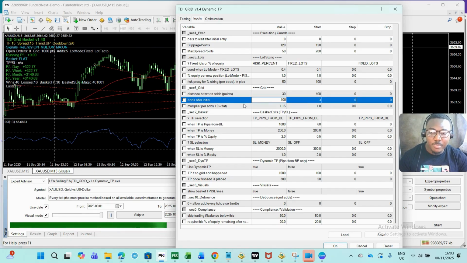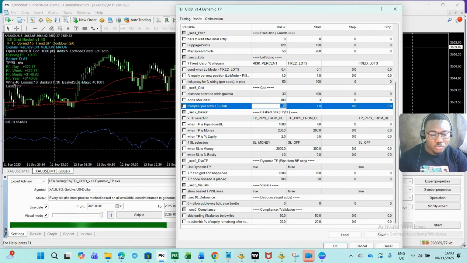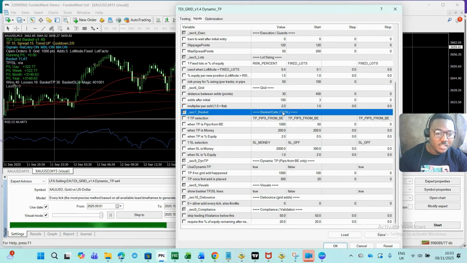Then the grid multiplier, for me, remember I use 1.15, which means the next trade will be 0.1 times 1.15, the next trade times 1.15 again, and that keeps it simple. Some people can use, let's say, 2, which means if I use 0.1 first, the next one will be 0.2, the next one will be 0.4, the next one will be 0.8. That will quickly destroy your account if you are trading on a prop firm, for instance, or you have a very small account.